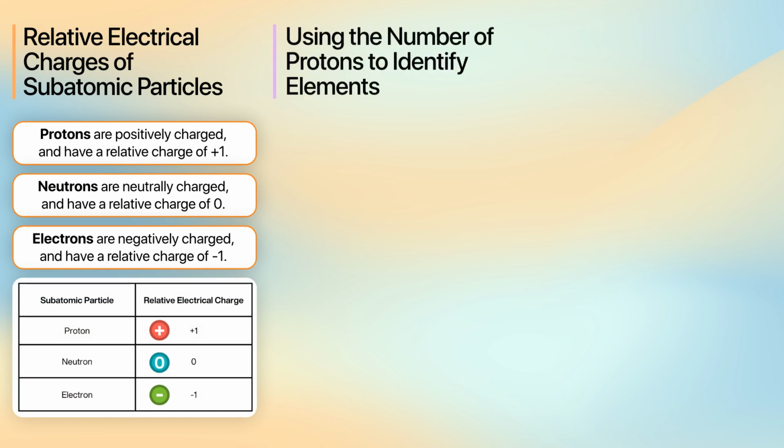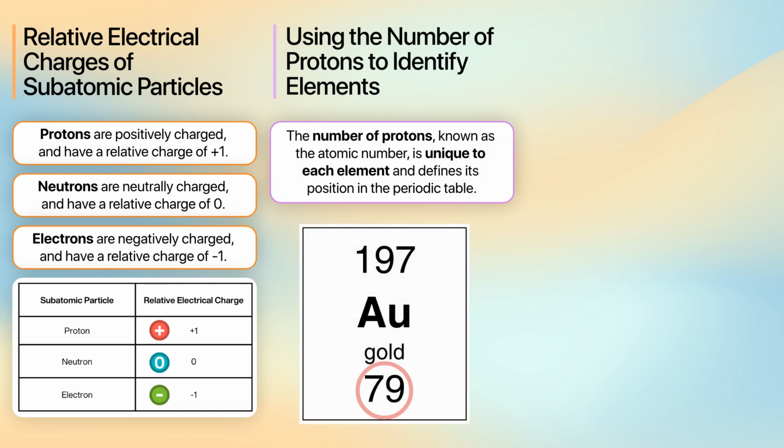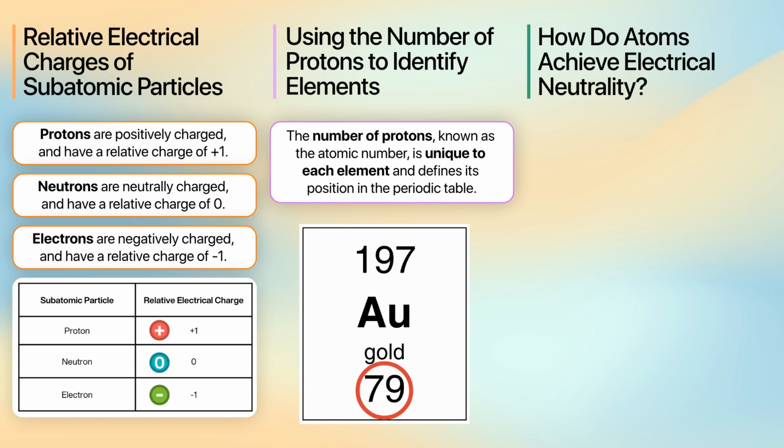We emphasize the significance of protons in determining the identity of an element. The number of protons, also known as the atomic number, is unique to each element and defines its position in the periodic table. This atomic number is crucial because it not only identifies the element, but also determines its chemical properties. Furthermore, we explored how the overall electrical neutrality of atoms is achieved.